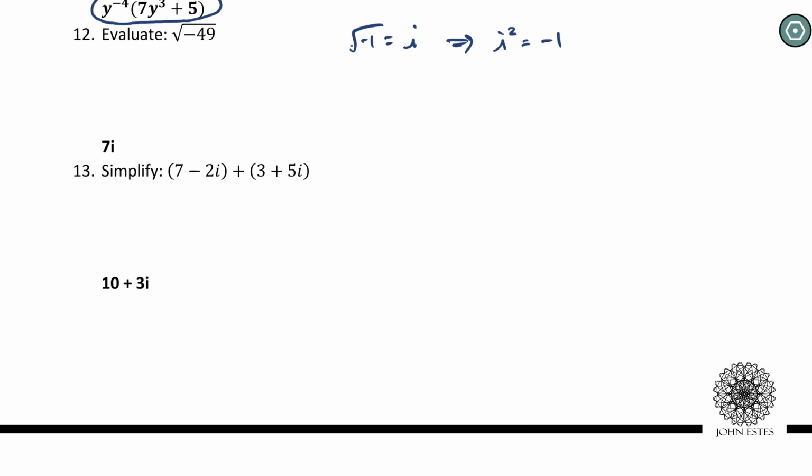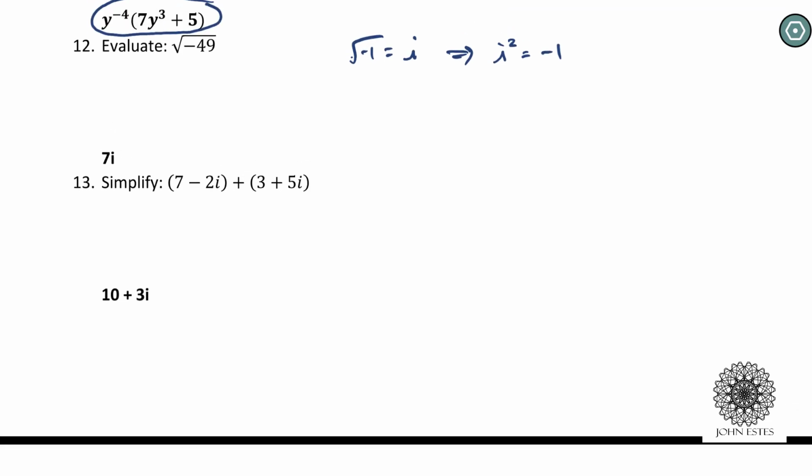But now we can introduce this concept, and it's very useful. So to evaluate the square root of negative 49, the negative I know is going to come out as an i, so then I'm left with the square root of 49, which we see is just going to be 7i.